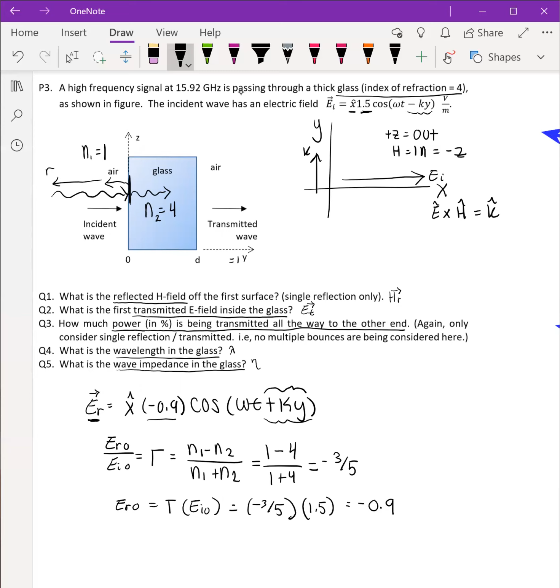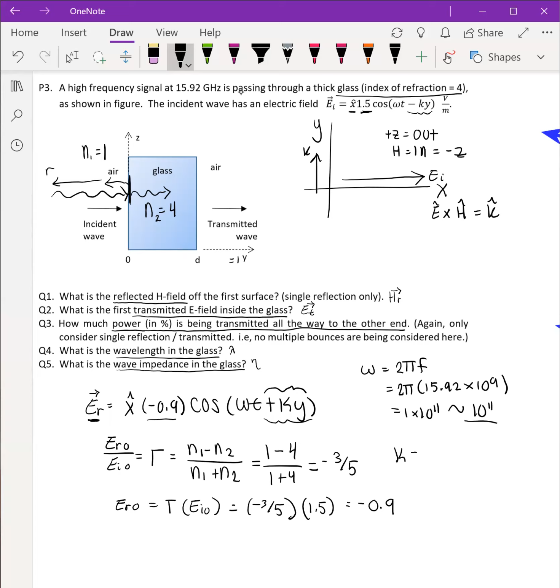So from here, we can find the values for omega and k. Omega is equal to 2 pi times the frequency, and the frequency in this problem is given by 15.92 gigahertz, and giga is 10 to the 9. So calculating that out, omega is 1 times 10 to the 11, and we're going to approximate that to be 10 to the 11.